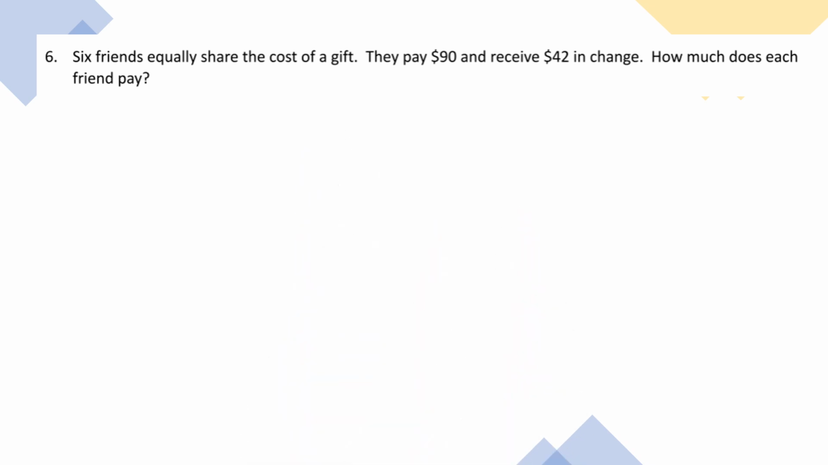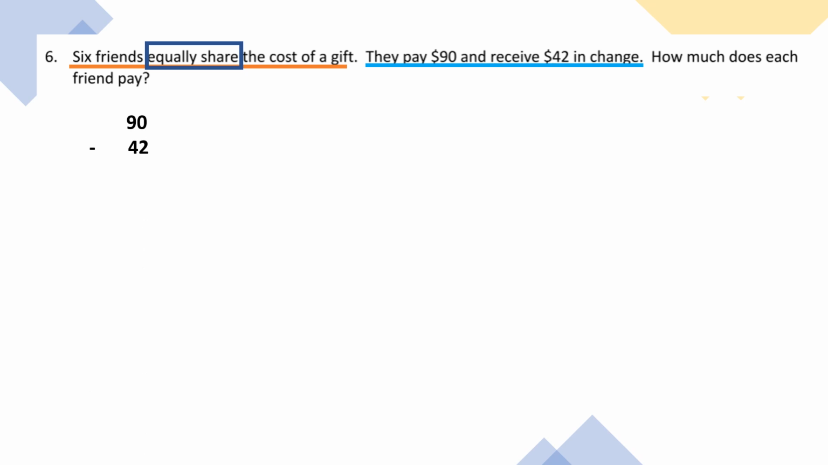Now we're looking at our last question, which is number 6. Number 6 says, 6 friends equally share the cost of a gift. Anytime you see the words equally share, that means you're going to be dividing. We don't know what we're going to be dividing, but we know we're going to be dividing. Let's keep reading. They pay $90 and receive $42 in change. Well, I'm going to stop there because that's an equation.